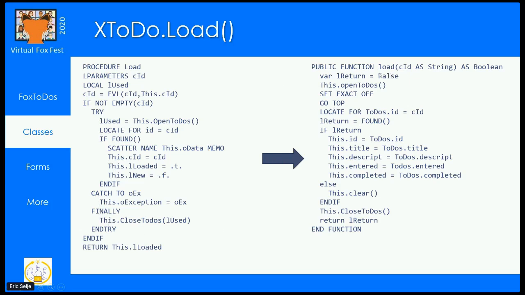Look how similar it is in XSharp. I mean, this looks almost the exact same. Open the table, look for the ID. Was it there? If it was found, load up the properties. And nowadays I could do gather. Well, that should be gather. That shouldn't be scatter. Should that be scatter? Okay, I might have my gathers and my scatters reversed. And then it closes the table. Very similar. Very nice.